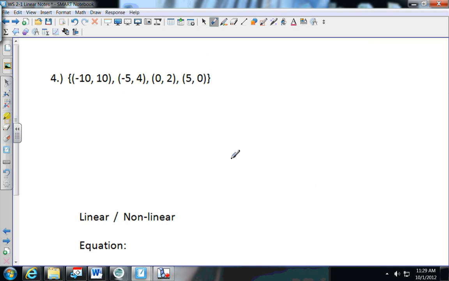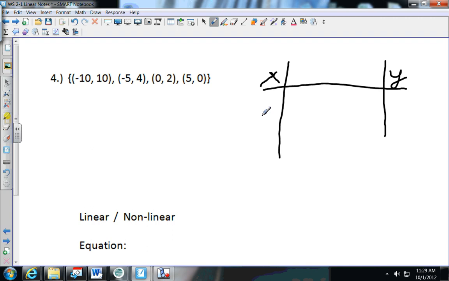Now, what if they give us just ordered pairs? You're going to want to go through and build a table. And I'm going to put in there x, and y, negative 10, 10, negative 5, and 4, 0, 2, and 5, 0.